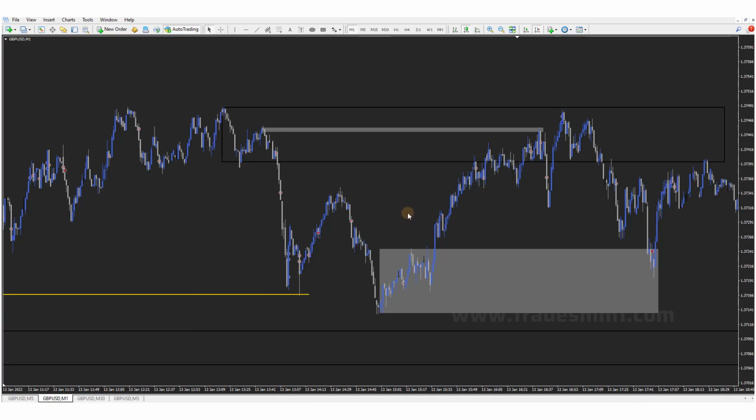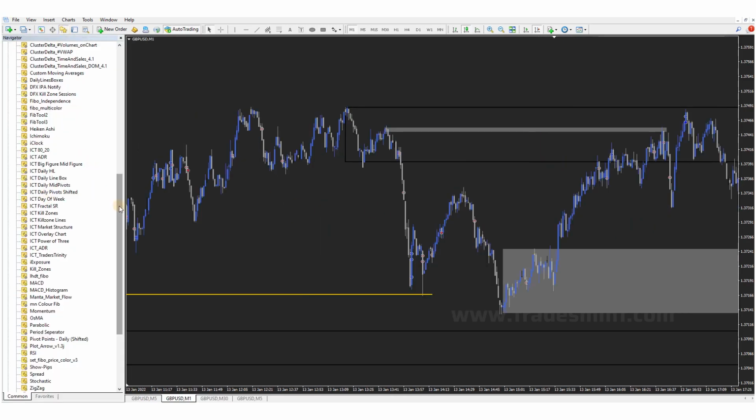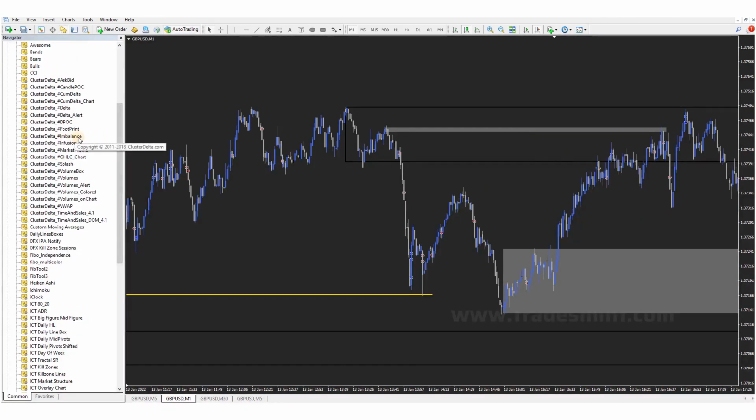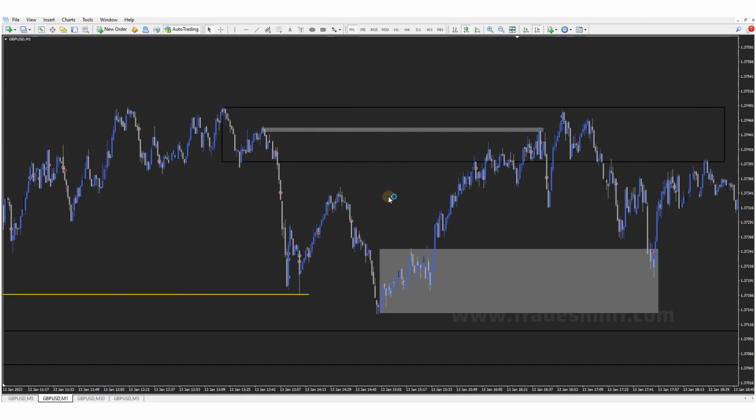And what is the imbalance? The imbalance appears in the market when the move is really sharp and fast, and it means that when price is coming back there, the buyers or sellers probably want to hold this price while filling this imbalance. For this I use the tool from our provider. Here is this one, imbalance. Simply drag and drop to the charts.